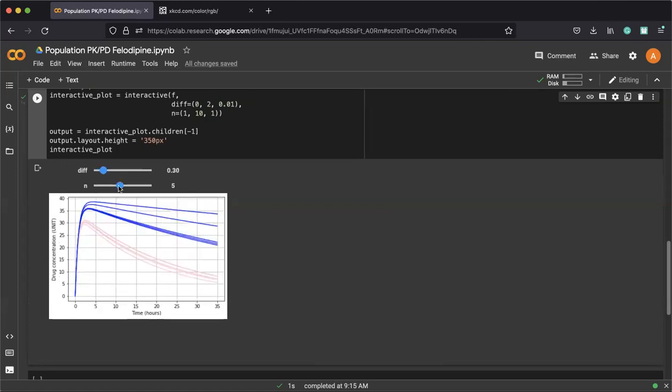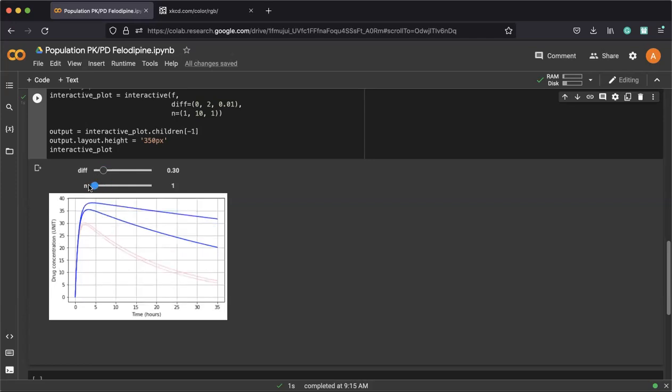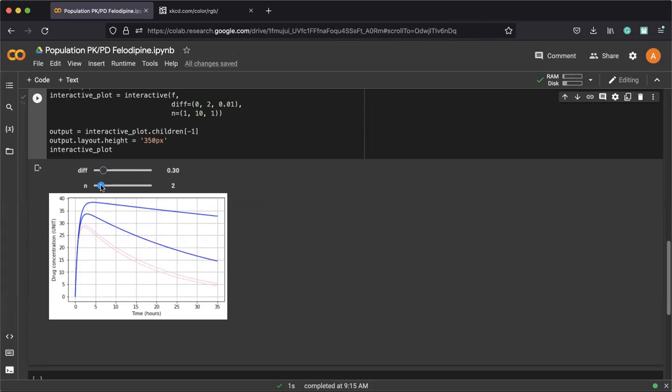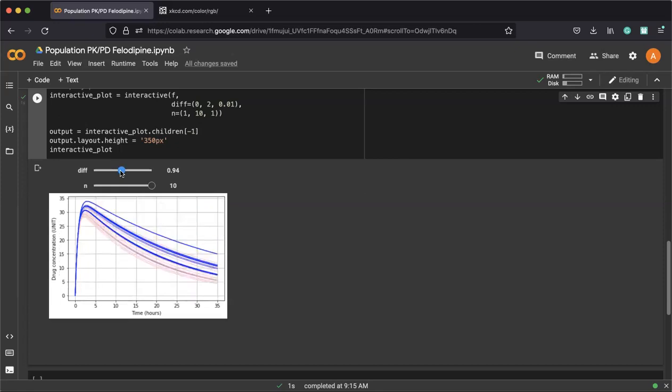All right, and then just for visualization's sake, you can change how many lines to plot for each group. So this has 3 lines, 3 pink, 3 blue. You can go all the way down to 1 line. And these are kind of random, so you won't get the same lines each time you change the slider. And then you can go all the way up to 10 lines for each to see a really dense distribution of what is going on. And so this is how you can visualize your pop PK models, and you can shift what the difference is between your groups.